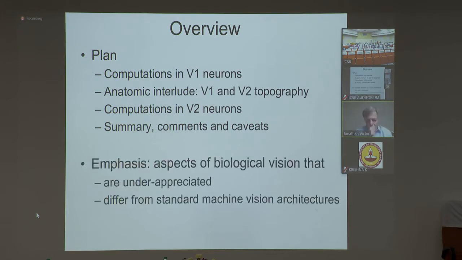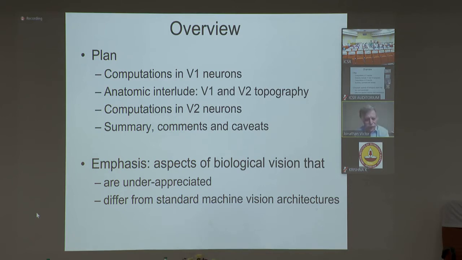This is a very, very large field, and as you probably can guess, it's been heavily studied for well over 50 years. And I'm not going to cover everything or even attempt to. So I'm going to try to emphasize some aspects of cortical vision that are, in my opinion, not so widely appreciated even within the vision community, and possibly as a result of that, especially not well appreciated in the machine vision community, and might suggest ways in which biological vision and machine vision are different.